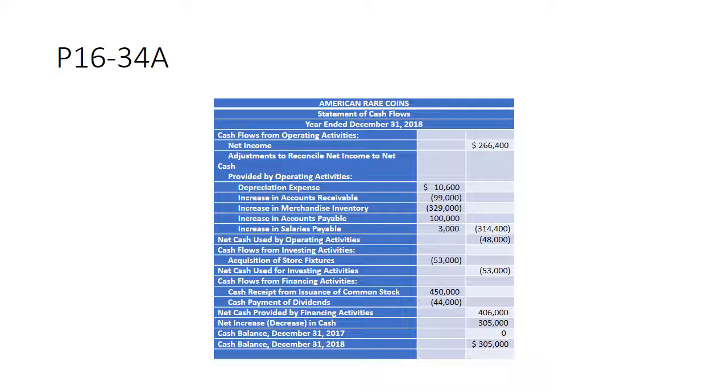Now the next area, cash flows from investing activities. In here we focus on cash spent or received on long-term assets. The only long-term assets this company has is store fixtures.